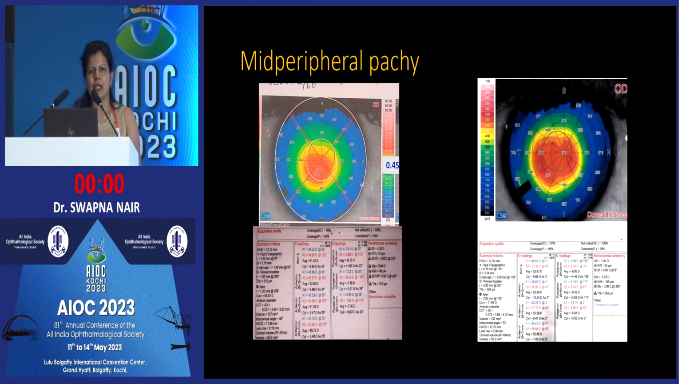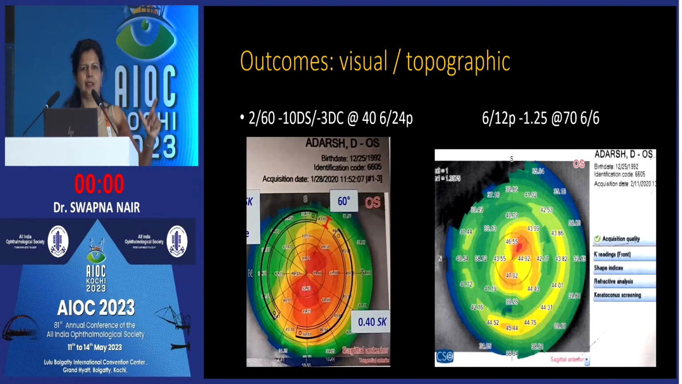Now, here another point to note is that the mid-peripheral pachy in the region of 3 millimeters from the center of the cornea is what is most important. So even if you have a low central pachy, if your mid-peripheral thickness is well built and quite good, then you can insert intacts. So you have to take an entire pachymetry map, and not just the central thickness of the cornea. It has beautiful topographic and visual results.